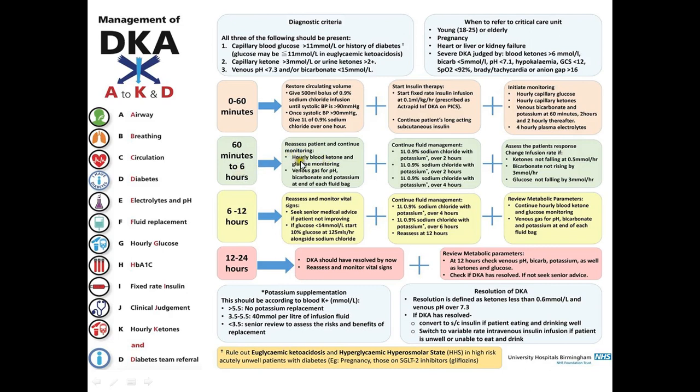Between 60 minutes and 6 hours you reassess the patient and continue monitoring the blood ketones and glucose, venous gas for pH, bicarb and potassium at the end of each fluid bag. So you keep giving fluids and you keep checking pH and potassium. Continue fluid management. 1 liter you gave in the first 1 hour, then you have to give another liter in 2 hours, then 1 liter over 2 hours, then 1 liter over 4 hours.